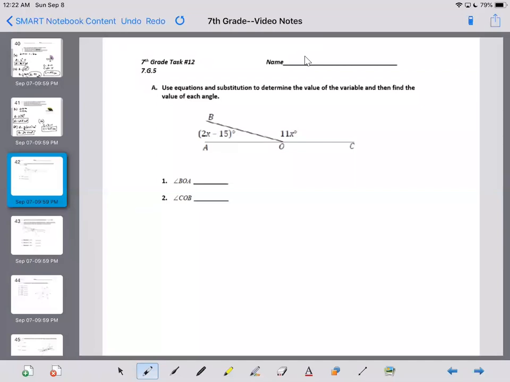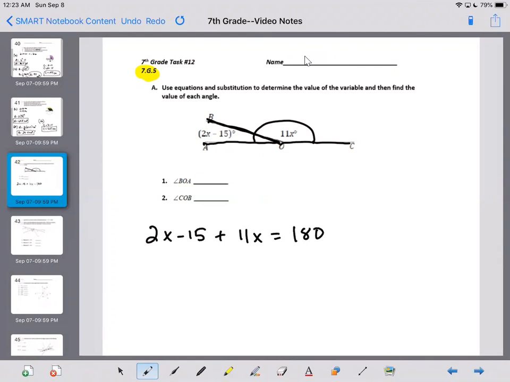Next, we're going to look at 7G5. So we're looking at using this supplementary angle idea that we've already talked about in video part 1. But now we're going to use it and make equations knowing that this measure is equal to 180. So what we have is I want to know angle BOA and I want to know angle COB. Well, right now I know that BOA is 2x minus 15, but when I add that to 11x, I'm going to get 180. So I'm solving equations here.